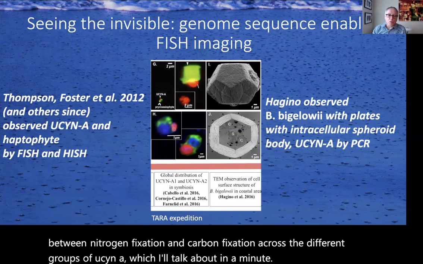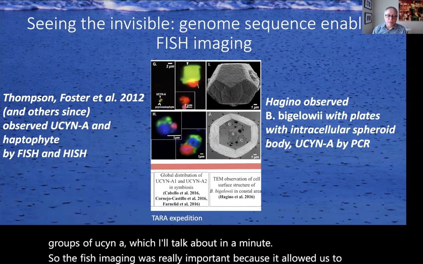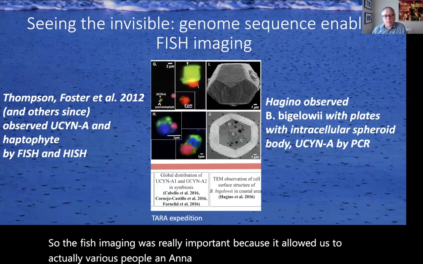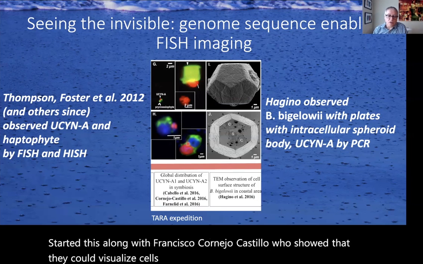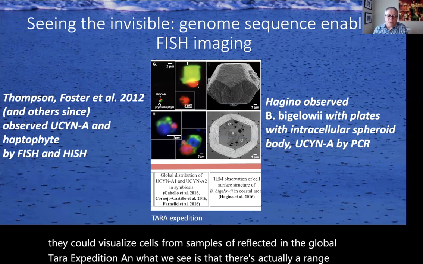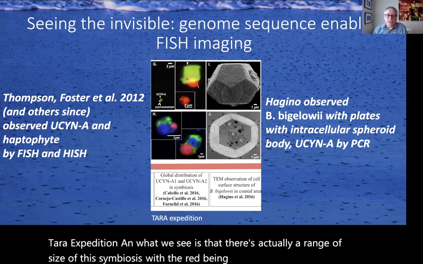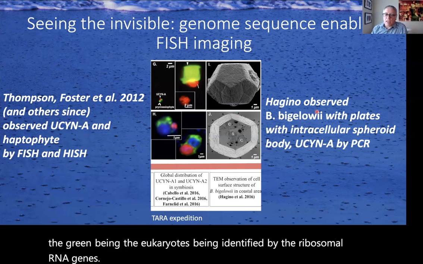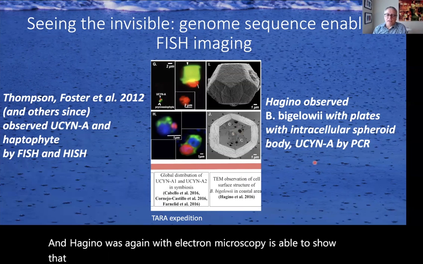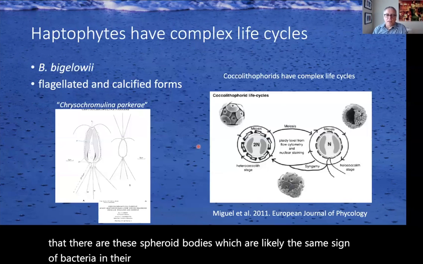So the FISH imaging was really important because it allowed us to actually visualize cells. Various people, and Anna Cabello, started this along with Francisco Cornejo-Castillo, who showed that they could visualize cells from samples that were collected in the Global Terra expedition. And what we see is that there's actually a range of size of this symbiosis, with the red being the cyanobacterium and the green being the eukaryote, being identified by the ribosomal RNA genes. And Hagino, again with electron microscopy, is able to show that there are these spheroid bodies which are likely the same cyanobacterium that are identified in FISH in plankton samples.